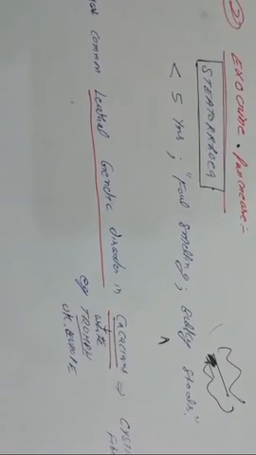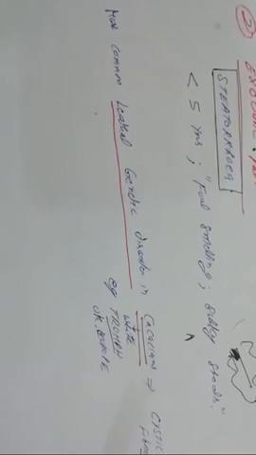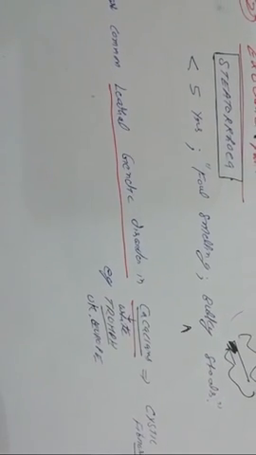So that's all you have to understand. The most common lethal genetic disorder in Caucasians is cystic fibrosis, right? So if you look at this, cystic fibrosis is the most common lethal genetic disorder in Caucasians. So that's all you have to understand, guys.